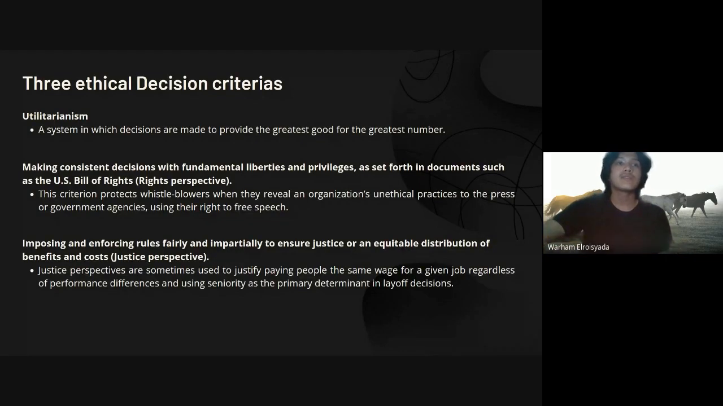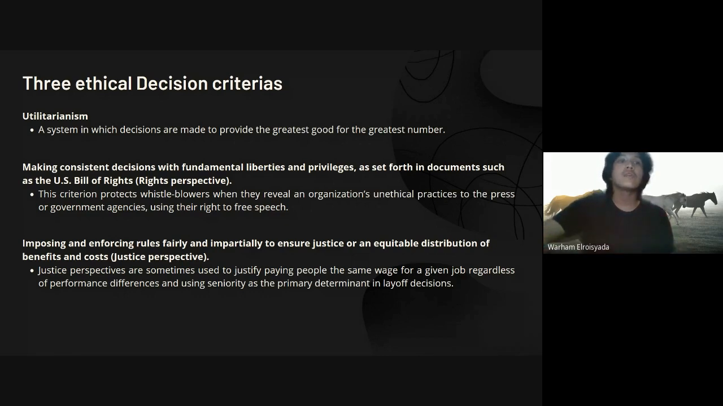So as I mentioned earlier, there are three ethical decision criteria. The first one is utilitarianism, or we can also call it the outcomes perspective. It is a system in which decisions are made to provide the greatest good for the greatest number. And then the second criterion is making decisions consistent with fundamental liberties and privileges as set forth in documents such as the U.S. Bill of Rights, or we can call it the rights perspective.